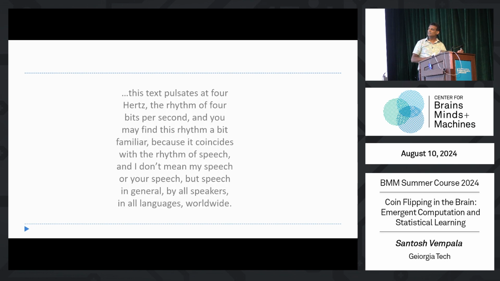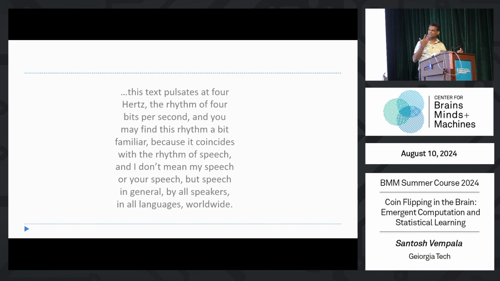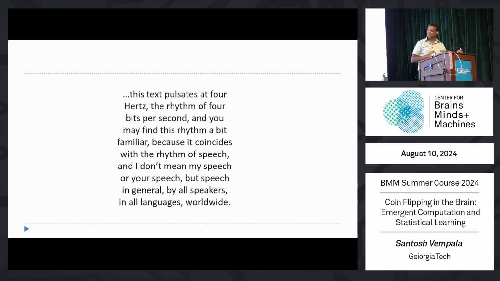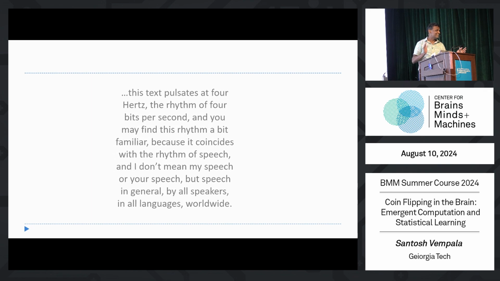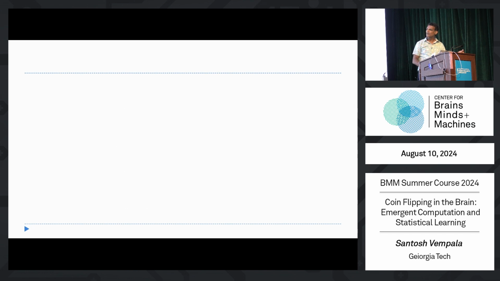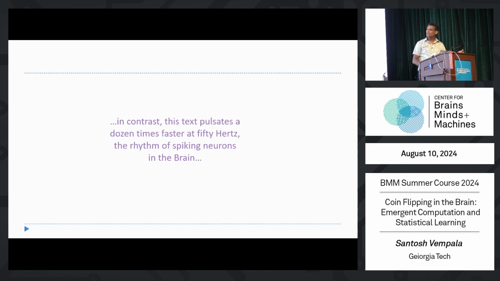Yeah, so this coincides with the rhythm of speech. Okay? It's just a universal thing. You're able to read it, no problem. Now, this is the rhythm of spiking neurons, the most common cycle, about 12 times faster.